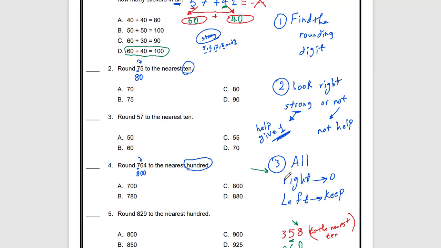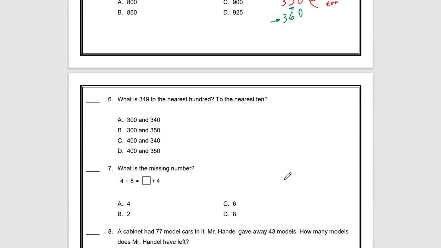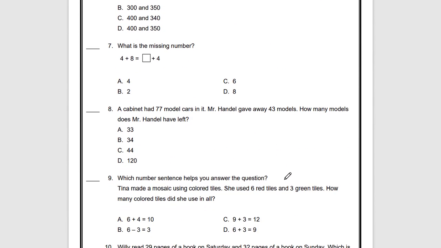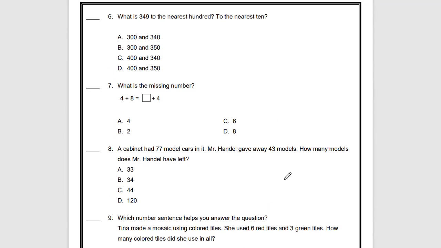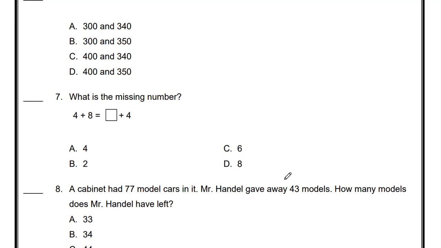Round and estimate. We use rounding to estimate the sum. Sum means plus, or the difference, and difference means minus. Okay, so let's move to the next part. We have here a question on the properties of addition. So it's good for us now to remember the properties of addition.